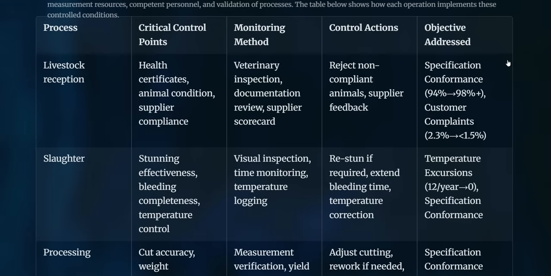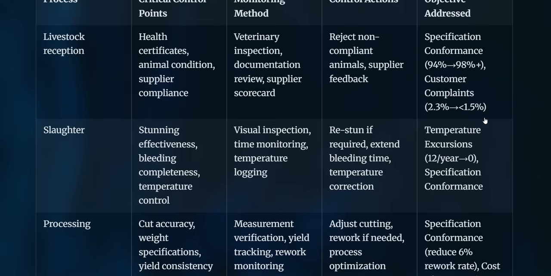The other process is secondary processing operation. The critical control points here include cut accuracy, weight specifications, and yield consistency. Monitoring methods include measurement verification, yield tracking, and rework monitoring. The control actions for this process include adjust cutting, rework if needed, and process optimization.